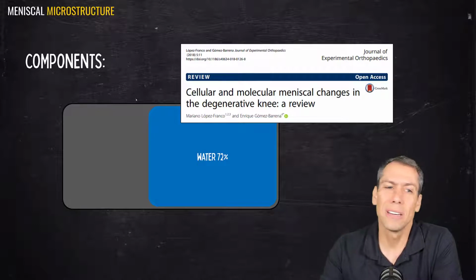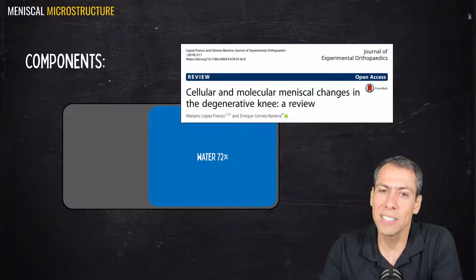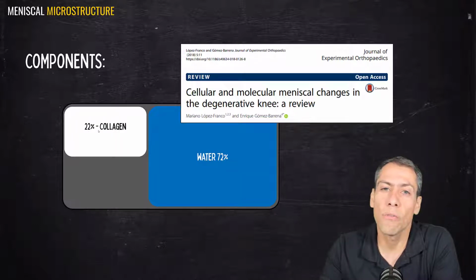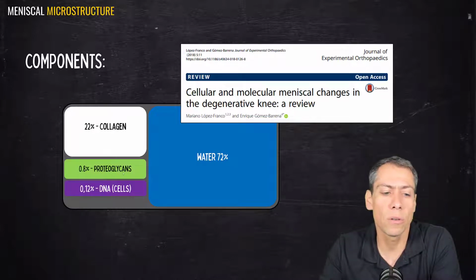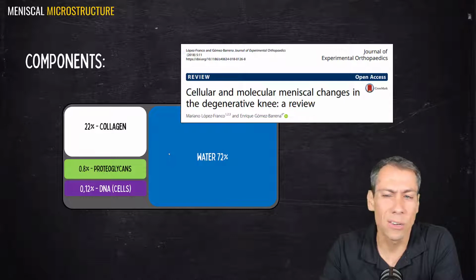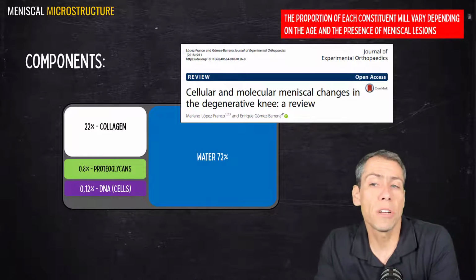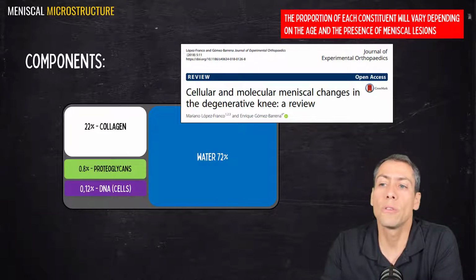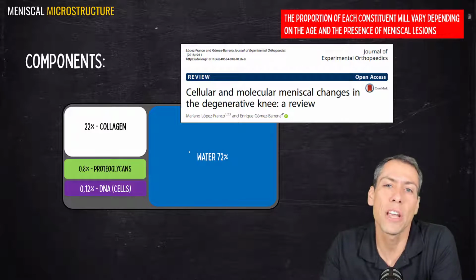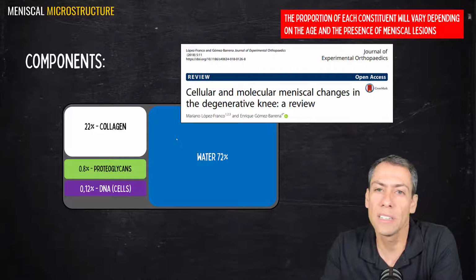First, I'd like to talk about the components of the meniscus, and we have 72% of water, 22% of collagen fibers, and less than 1% of DNA and other molecules like proteoglycans. But let's focus on the collagen fibers. In this video, I'm going to focus a lot on the collagen fibers. Just a quick tip: the proportion of each constituent will vary depending on the age of the patient and also the presence of meniscal lesions. But that's the general composition of the meniscus.